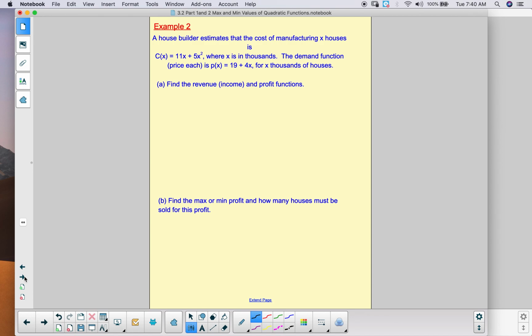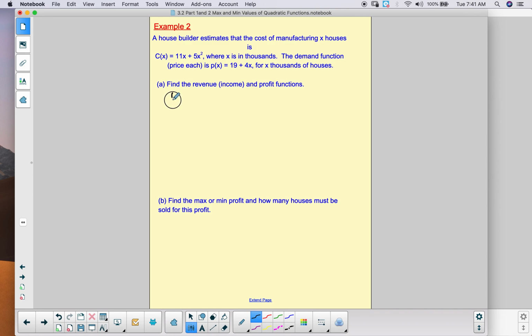So we have a similar word problem. A house builder estimates that the cost of manufacturing x houses is given by the cost function C of x equals 11x plus 5x squared, where x is in thousands. The demand function or the price function is P of x equals 19 plus 4x, for x in thousands of houses. Find the revenue and profit function. So find R of x and find P of x.